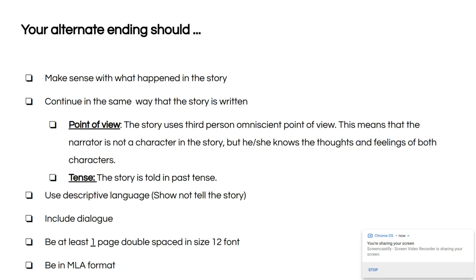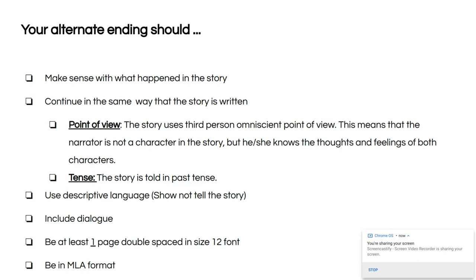So let's remind ourselves what our alternate ending needs to have. First of all, it needs to make sense with what happened in the story. So we can't have aliens suddenly showing up because this is not a science fiction story. We need to continue in the same way that the story is written. So here's two things to keep in mind, and you should check your document for.